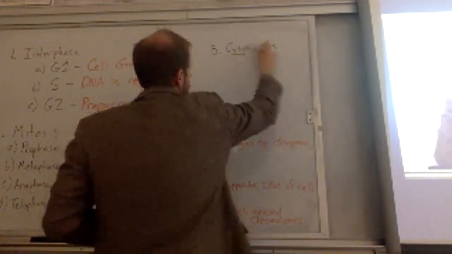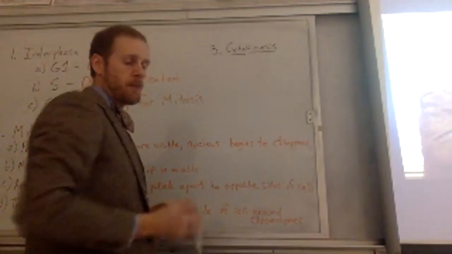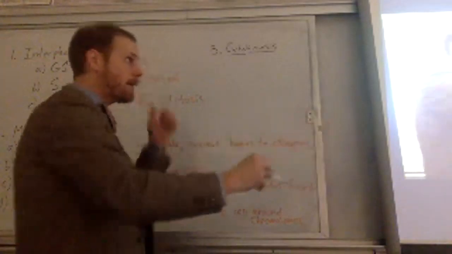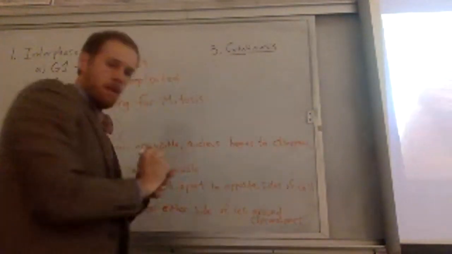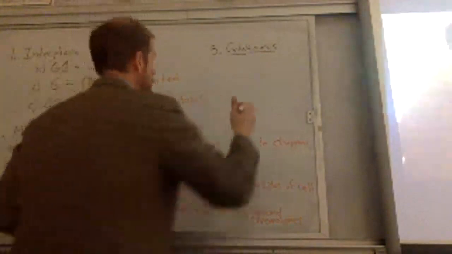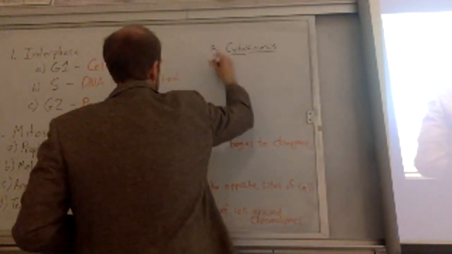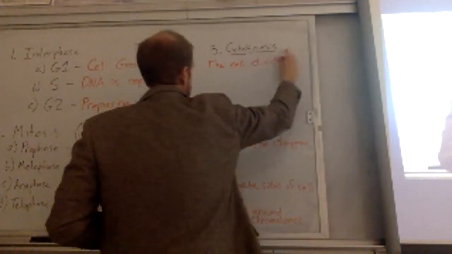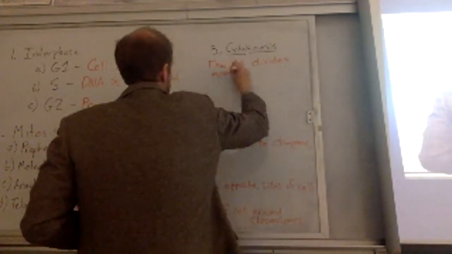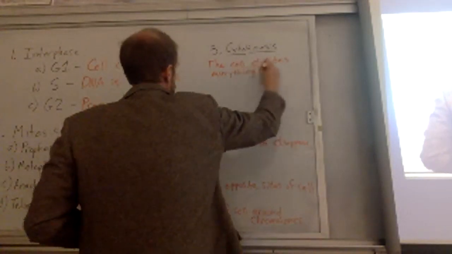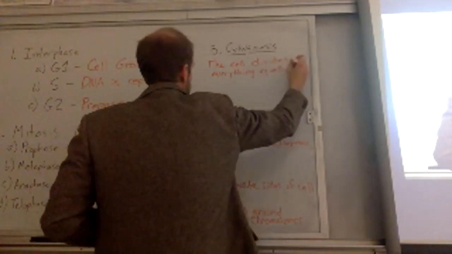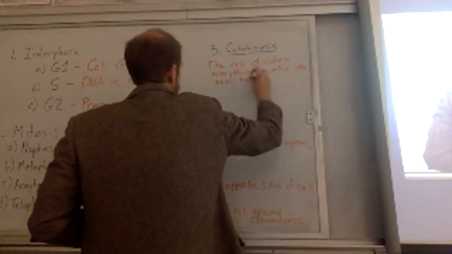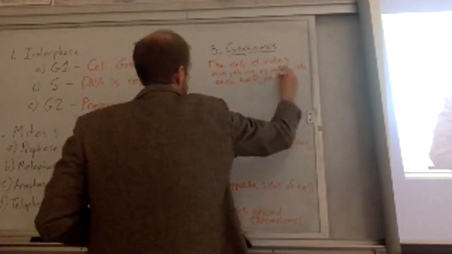Cyto meaning cell, kinesis meaning movement. Cytoplasm, that's cell liquid. Kinesis, think kinetic, think telekinesis, moving things with the mind. So that is when the cell is moving, and by moving, we mean splitting. So this is when the cell divides everything equally into each half and splits.